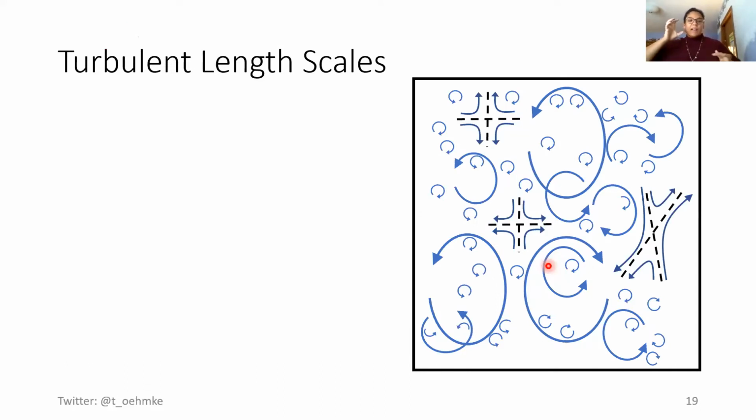Okay, so now that we have all of these different size swirls, what does that mean? Do we care about those sizes? For my research, yes, because each size has different properties.